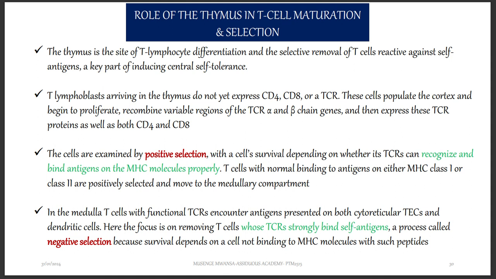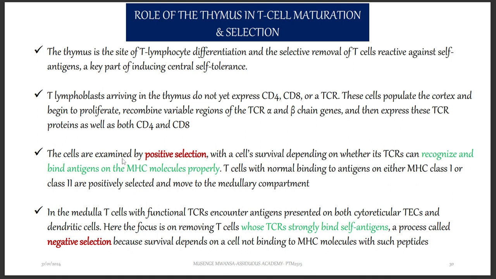They are arriving in the cortex to continue maturing. After they mature, they are going to start expressing your T cell receptor, and they will express CD4 and CD8 receptors. They are maturing in that way.